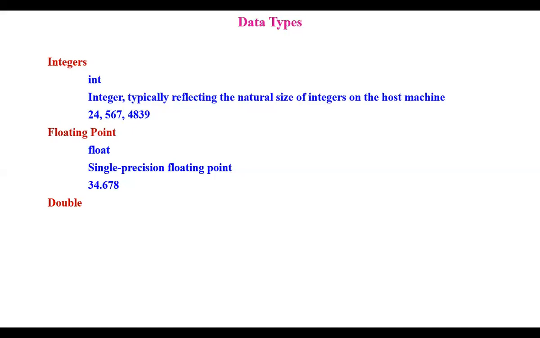Next comes double. Here we call it a single precision. Compared to this, the decimal places, the precision is more in the case of double. This also has decimal points, and here we call it a double, and this has double precision floating point. So here, data types.